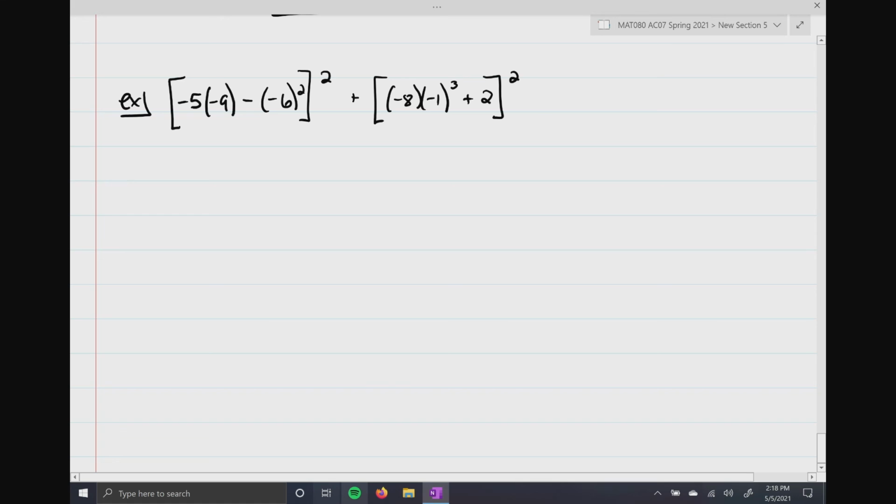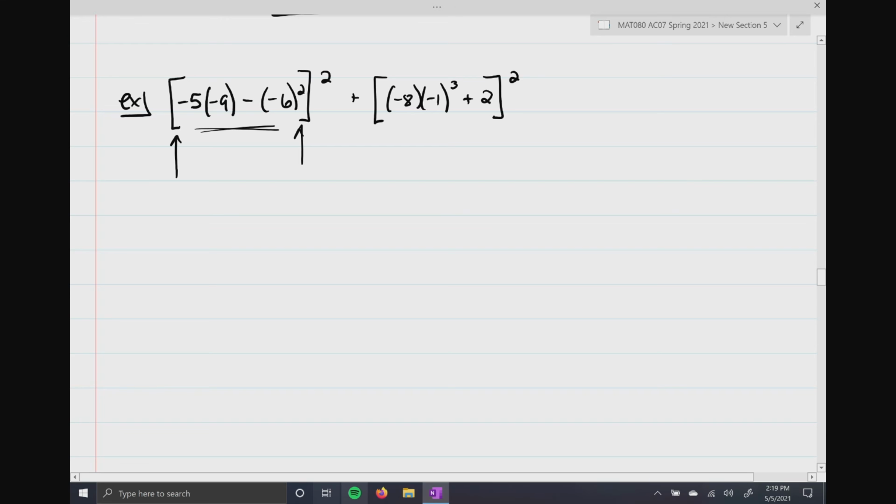I could, if I wanted to, use parentheses all over the place. But the problem is, it starts to get messy looking. So we just use brackets to clean things up. I'm still going to do the work inside of the brackets. That's not an issue. I treat them as parentheses. So let's simplify this inside first, on the left of the plus sign.